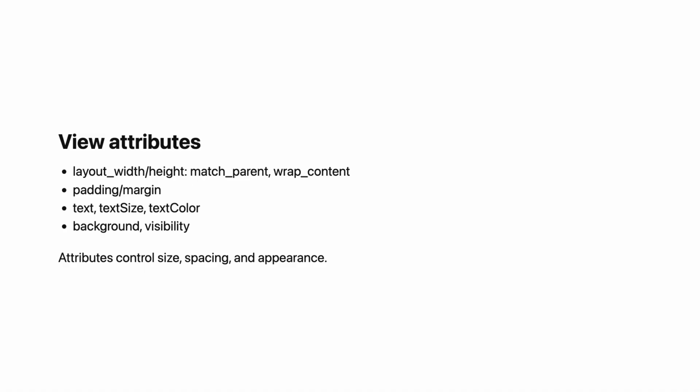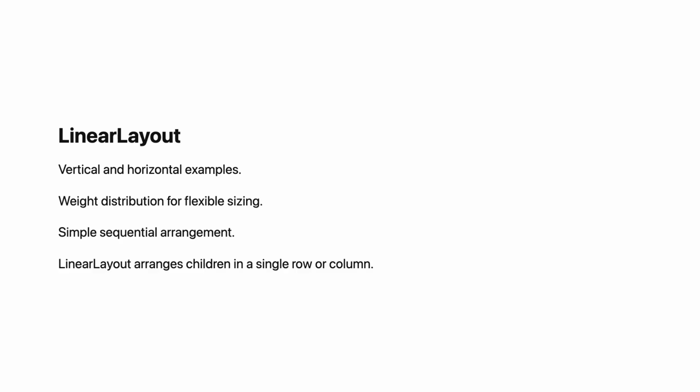LinearLayout arranges children sequentially. Orientation vertical stacks children top to bottom. Orientation horizontal places them left to right. Layout weight distributes extra space. Weight 1 on each child makes them equal size. Different weights give proportional sizes. Layout gravity positions a child within its space. Gravity centers within its space.